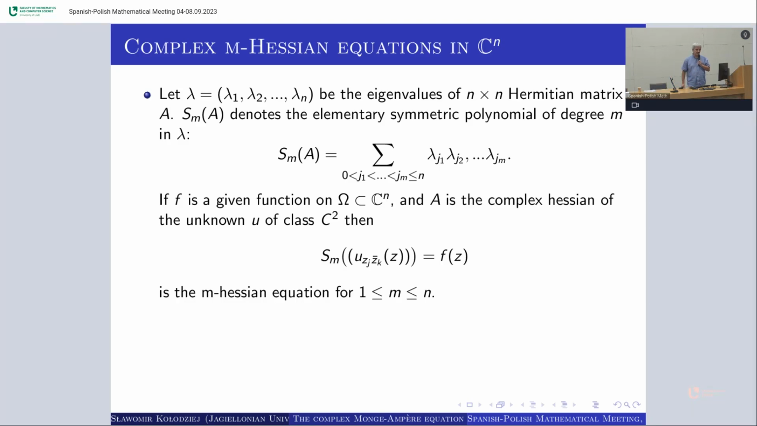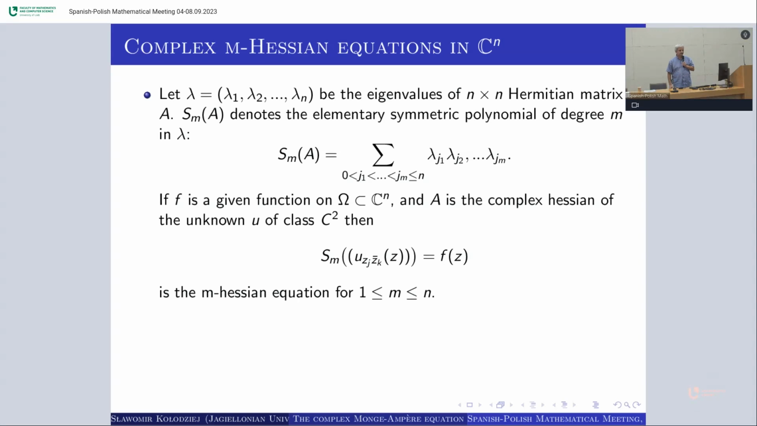We take S_m acting on the complex Hessian matrix of a smooth function u, and we prescribe the right-hand side of the equation. Here it is denoted by f. So we prescribe f, and we look for the function u satisfying this equation. And the equation is called the m-Hessian equation.